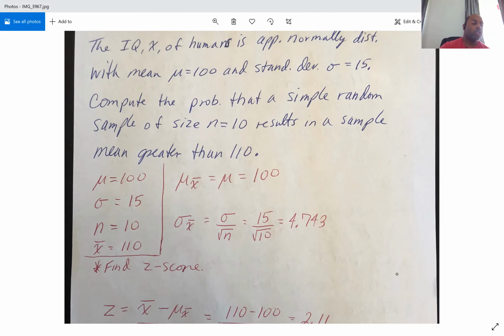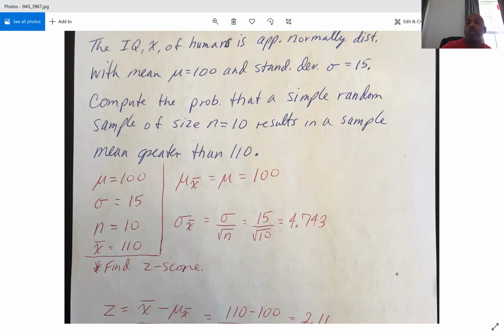All right. So now if you go back to your notes when we were talking about how we determine what our mean will be and our standard deviation of our sampling distribution, the mean of our sampling distribution is the same as the mean of our population. That's why it's going to be equal to 100. And then our standard deviation is going to be the population standard deviation divided by the square root of 10.